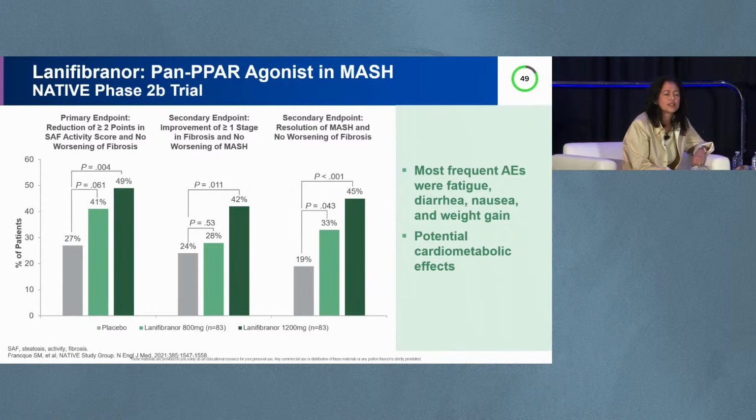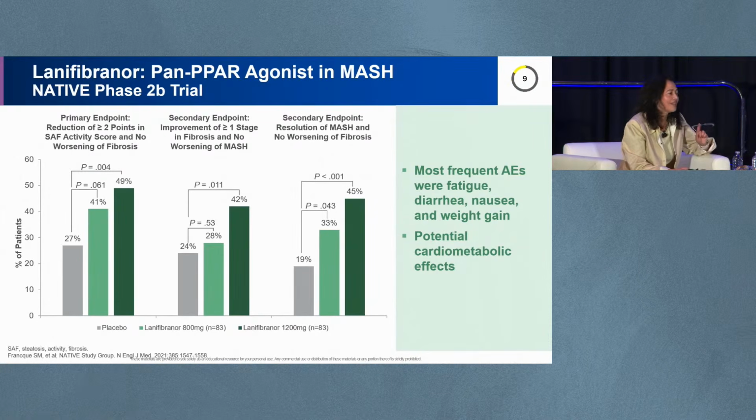You can see that the 1,200 milligram group had 49% compared to 27% in placebo. And then when you look at the improvement of fibrosis and no worsening of MASH, you can see 42% in the 1,200 milligram group compared to placebo. And then resolution of MASH and no worsening of fibrosis, 45% compared to 19%. In this study, there were also very good cardiometabolic improvements: reductions in LDL, increases in HDL, improvements in hemoglobin A1C control, AST, ALT reductions, ProC3 reductions.